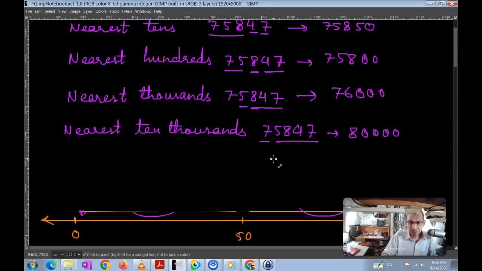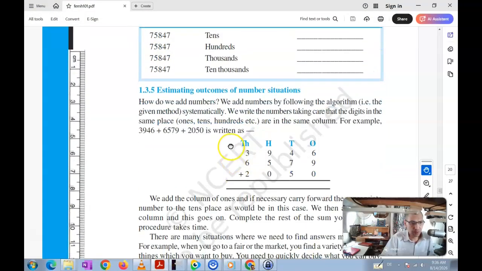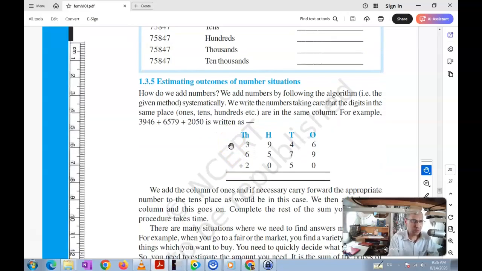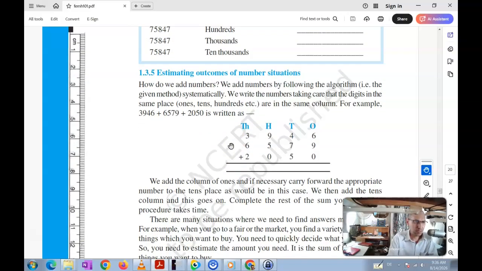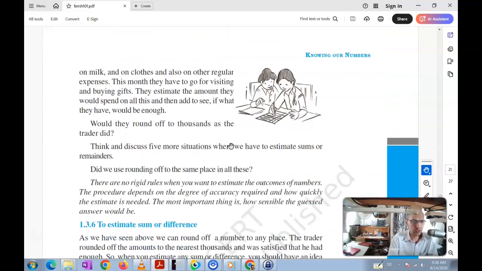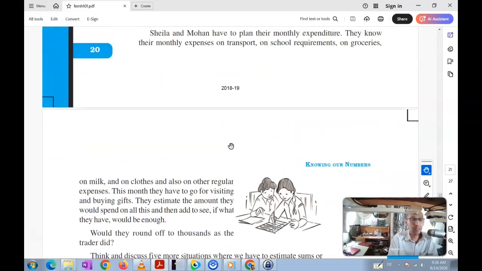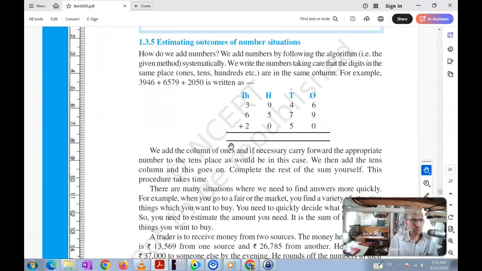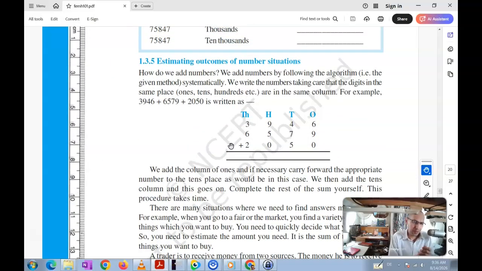So that's all that we have over here about rounding numbers. And in the next section we will talk a little bit about estimating outcomes of number situations. These are all very useful little pieces put together, and so we will go through each and every one of them. So I'll see you in the next video, and thank you.